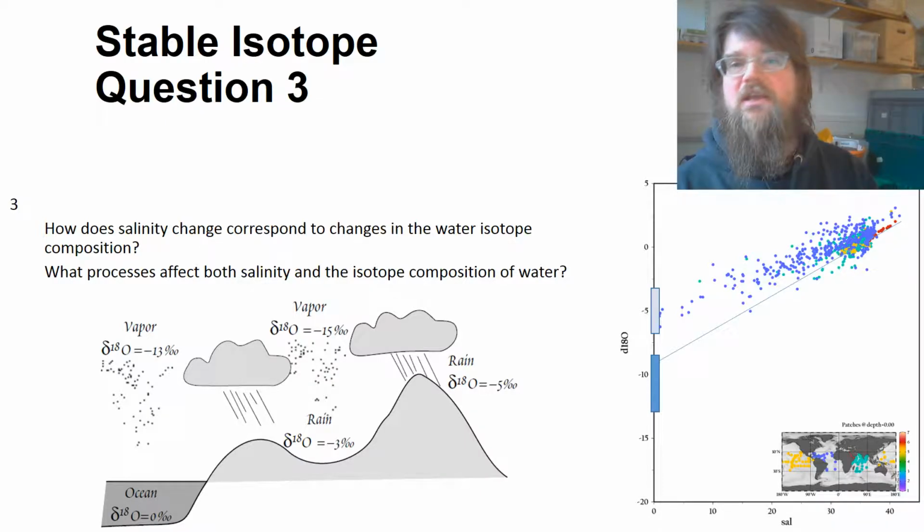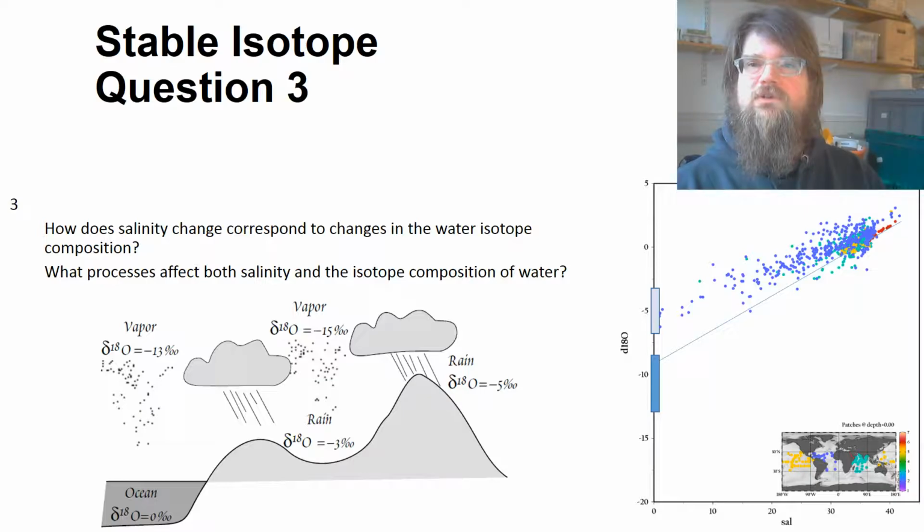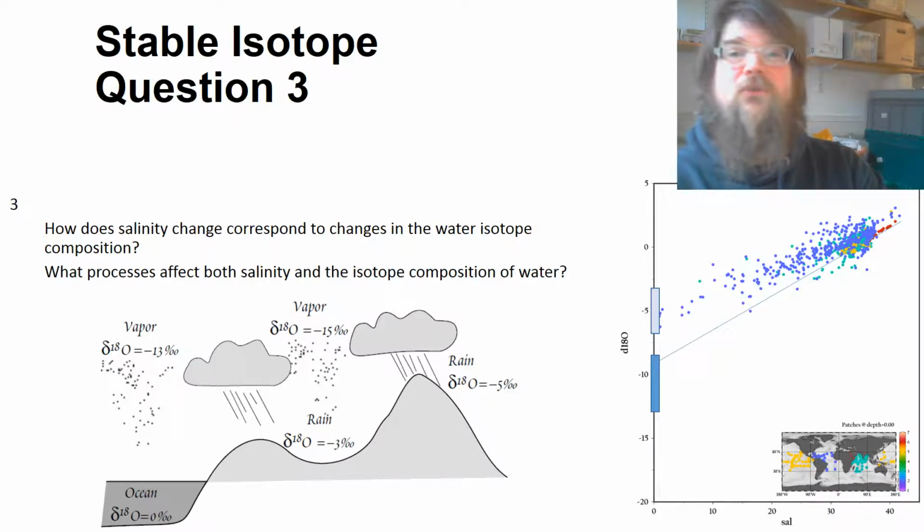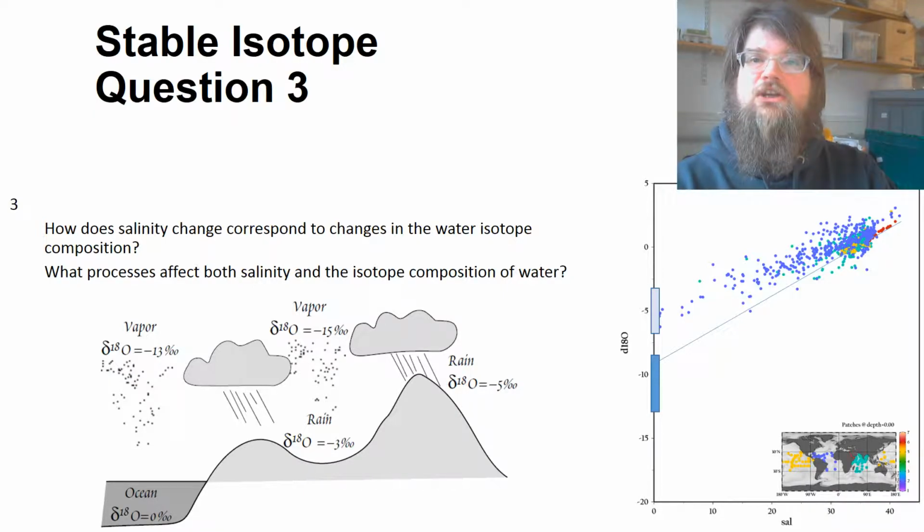So overall, we can see that there is a broad relationship between the salinity of the water and the oxygen isotopes. That's what I was looking for in the answer: that salinity should correlate in some way with the oxygen isotopes of the water.